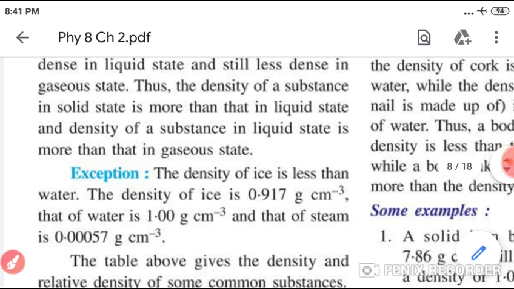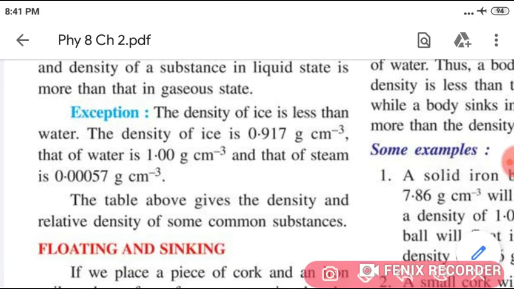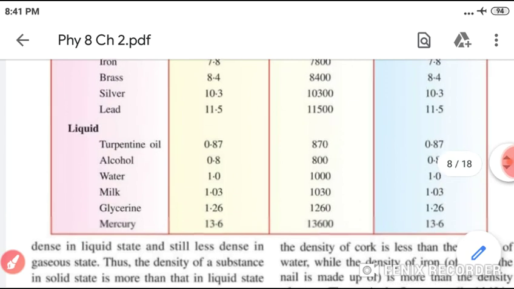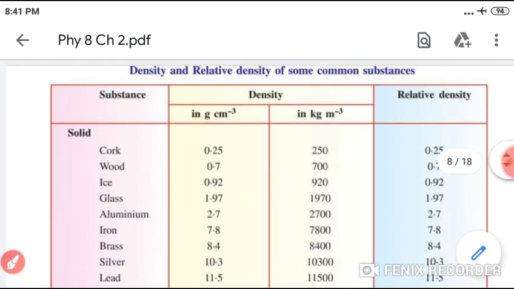Now, there is one exception also, students. Just have a look here. The density of ice is less than water. Density of ice is 0.917 gram per centimeter cube, while that of water is 1.00 gram per centimeter cube. And that of steam is 0.00057 gram per centimeter cube. Students, there is one table given which gives you the density and the relative density of some common substances. I will show you this here. Just have a look at this density and relative density of some common substances.